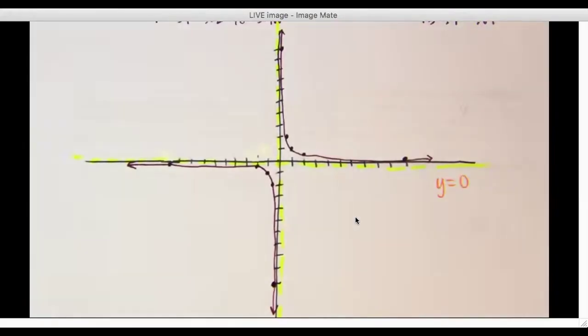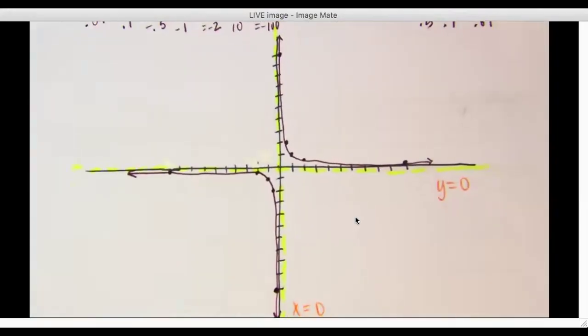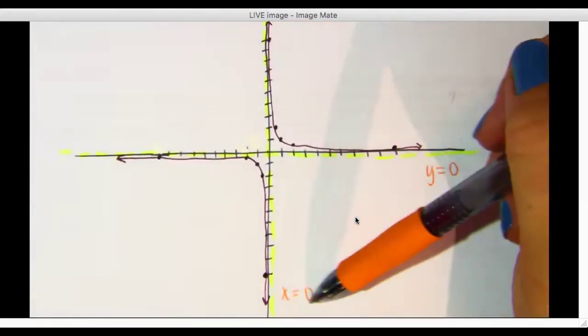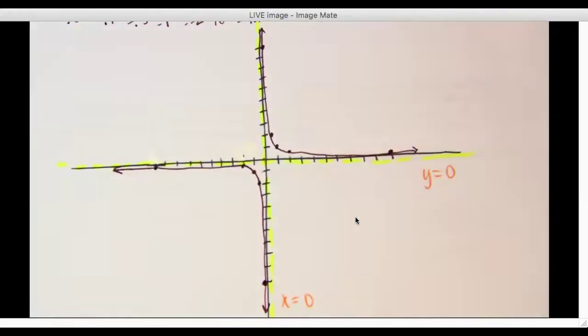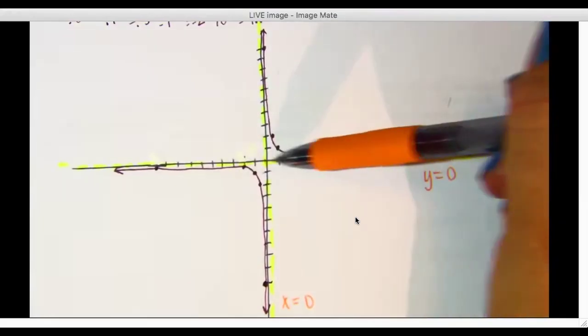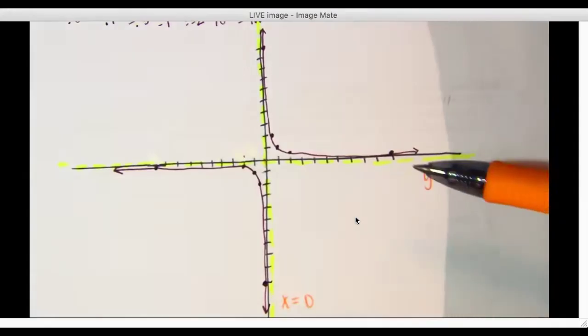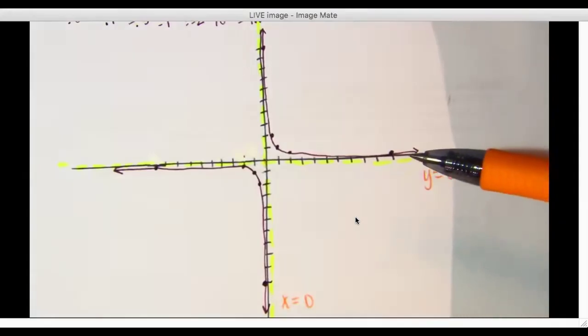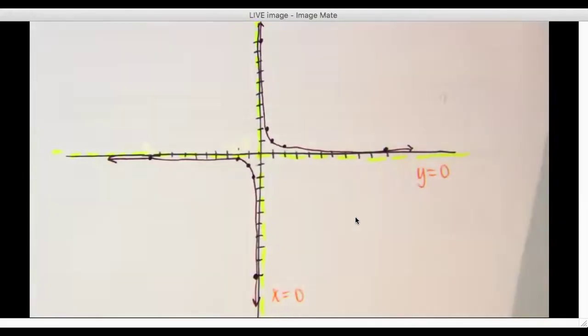And the equation of the vertical asymptote is x equals 0. And vertical lines are always of the form x equals a number because at this value, x is always 0. And here at y equals 0, this is a horizontal line, y equals 0, because at this line, y is always equal to 0. So those are the equations of our asymptotes here.